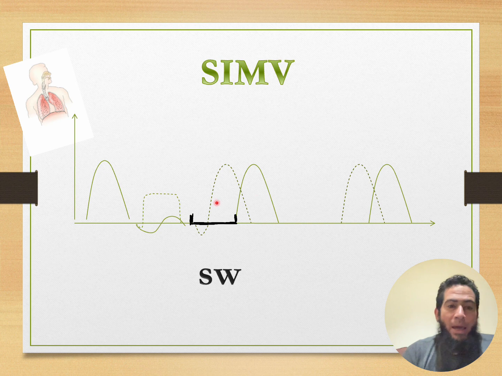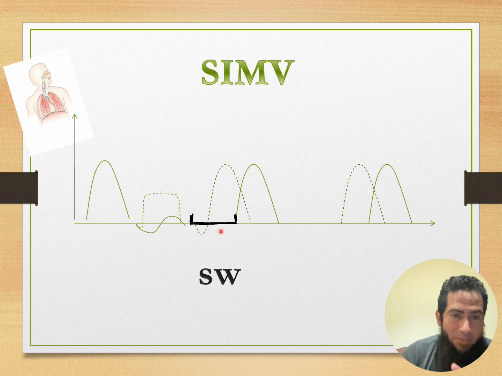And if the patient tries to take a spontaneous breath outside the synchronization window, he will be allowed to do so totally without any problem. It can also be given with pressure support. So pressure support can be added to a spontaneous breath that the patient takes outside the synchronization window.